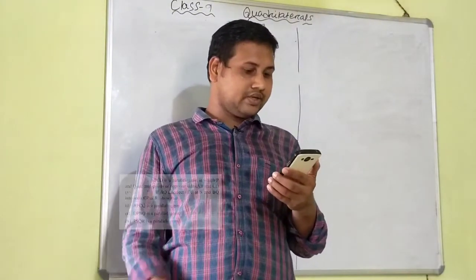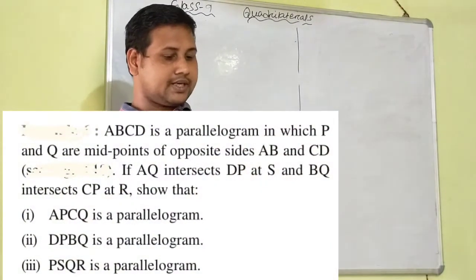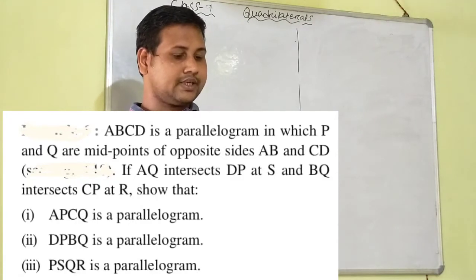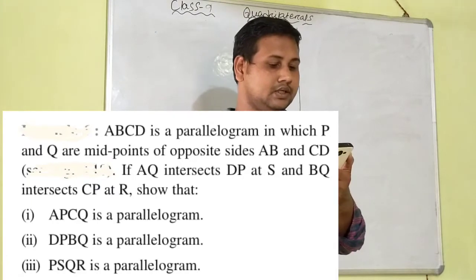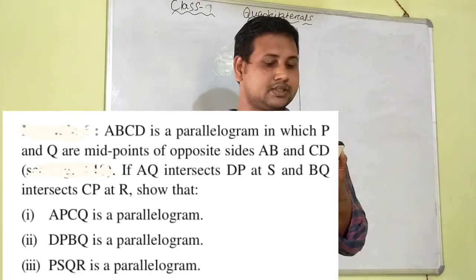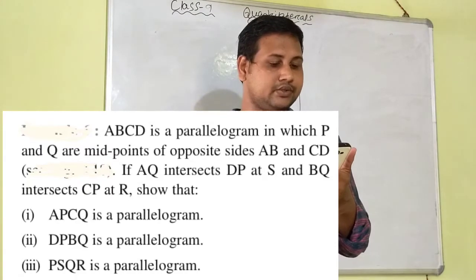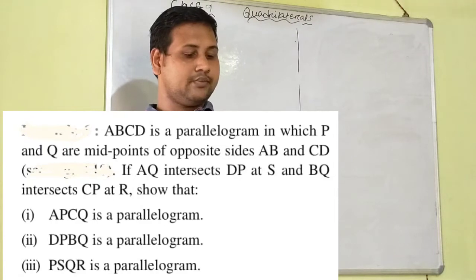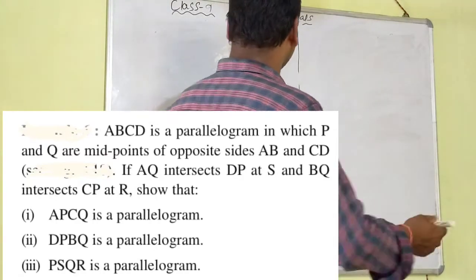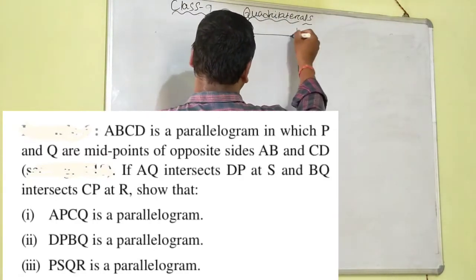Here in the question it is given, ABCD is a parallelogram in which P and Q are the midpoints of opposite sides AB and CD. If AQ intersects DP at S and BQ intersects CP at R, prove that APCQ is a parallelogram, DPBQ is a parallelogram, and PSQR is a parallelogram. Okay, now come to the construction part.